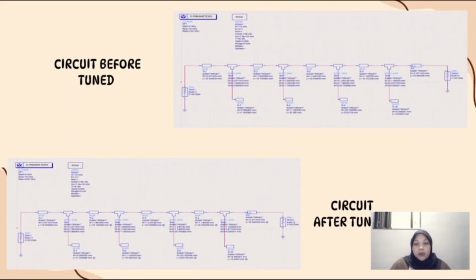After we construct a low pass filter with MSUB, the specification for the MSUB is already given in the report. So this is the circuit for the low pass filter. We use 5 MLIN, 4 MLOC, and 4 MTEE. The value for MLIN we take from the microfabrication on the upper part, and for MLOC we take the microfabrication value from the lower part. For the MTEE value, we take from the MLIN and MLOC values. This is the circuit before we tune, and this is the circuit after we tune.